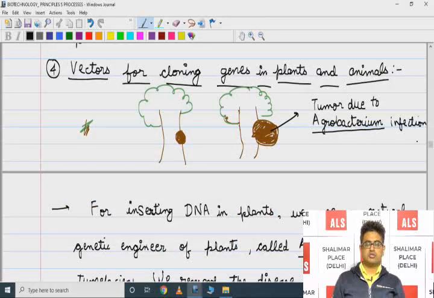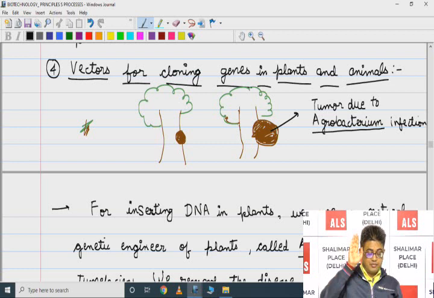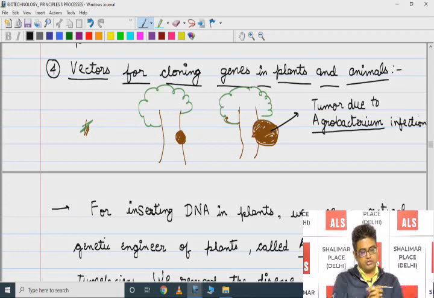But all these procedures are useful in bacteria only. When I talk about vectors for cloning genes in plants and animals, then there are separate things. I have all these notes given to you already, so you do not need to take these notes again. You have done this in the last class, yes or no? You remember I have given you all these things in the last class. Let me get back home. I'll convert these notes into a PDF and send them to your WhatsApp group. So this is just for your revision.